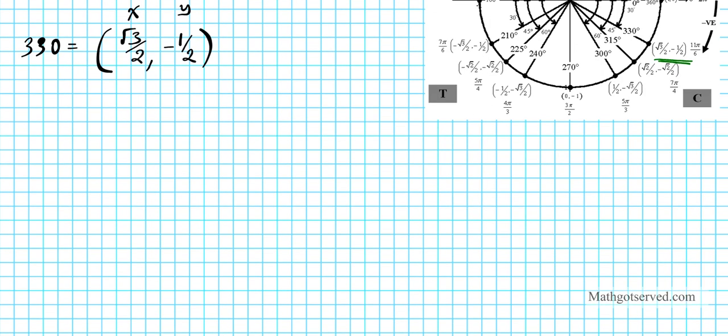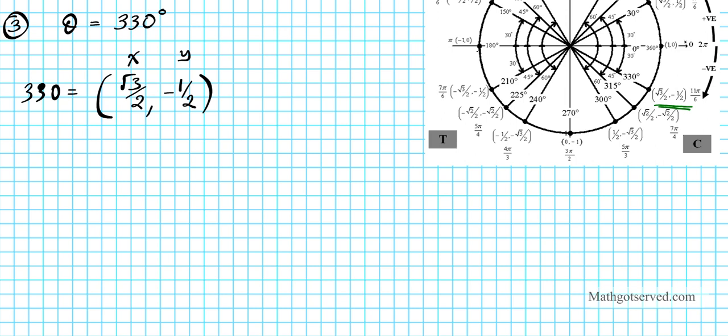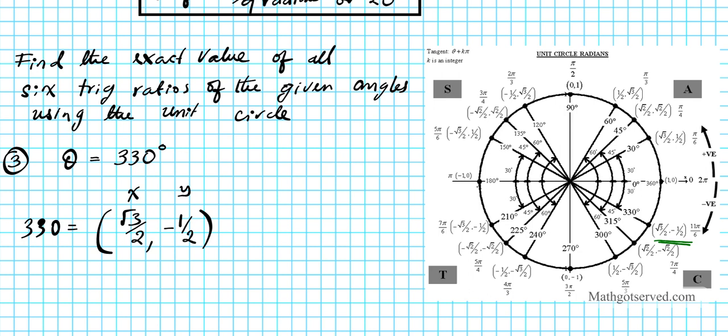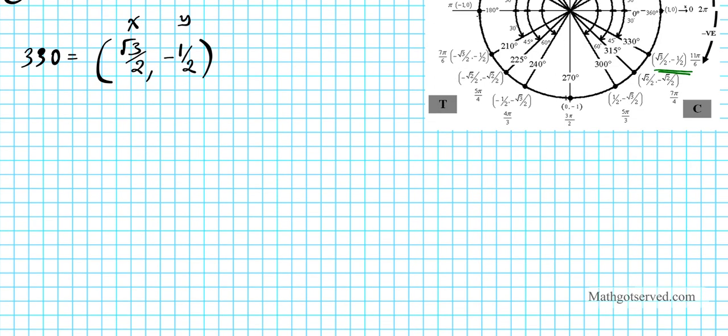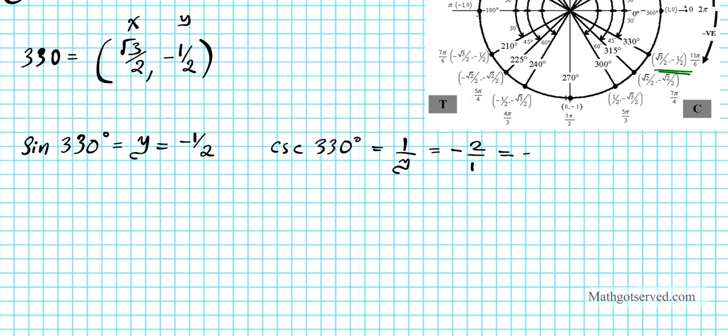So now we have to figure out all 6. We're going to use the unit circle ratios. It's on your formula sheet, on the upper corner right here. Let's start with the first one, which is sine. Sine of 330 degrees. Sine is usually the y coordinate, so sine 330 is -1/2. To find the reciprocal of sine, which is cosecant 330, that's simply 1/y, or we can just reciprocate -1/2. If we reciprocate -1/2, we have -2/1, which is just -2.